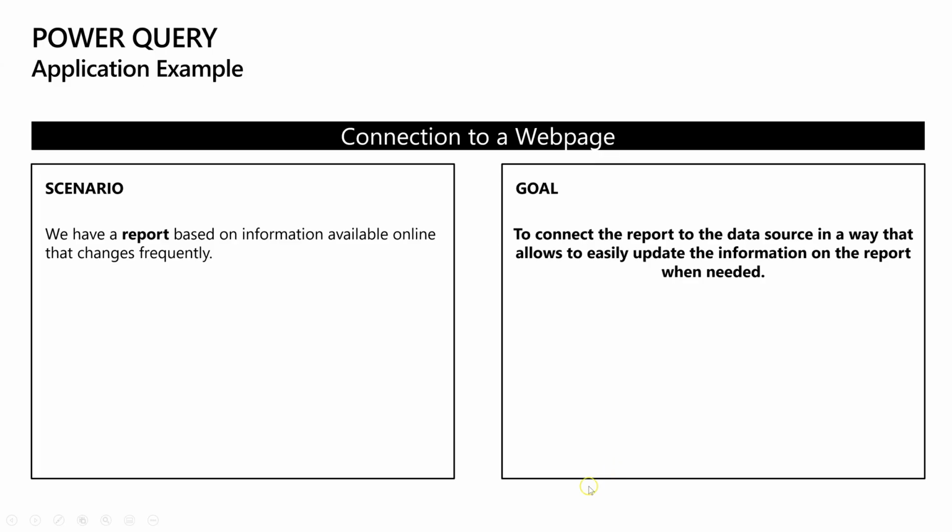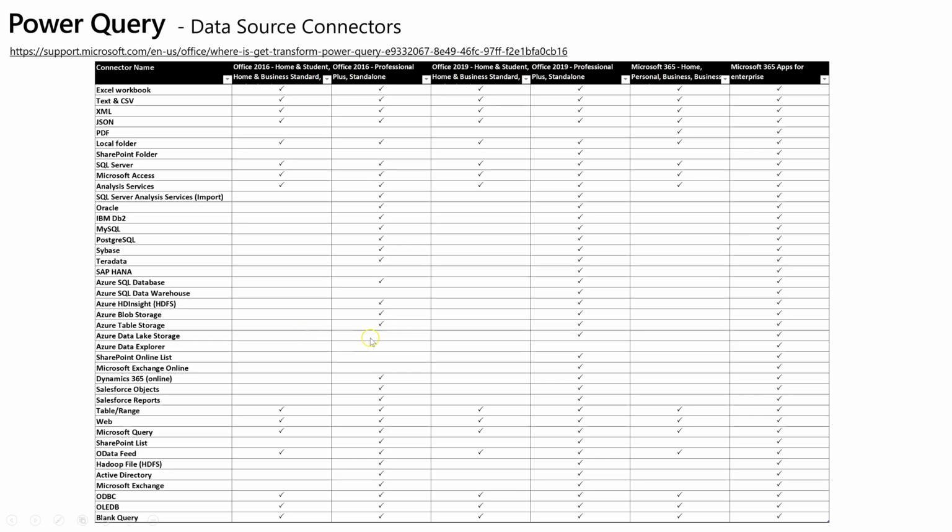Finally, I want to show you just a quick example of a connection to a web page where we have data that can change regularly, and we have a report based on that data, and we want to find an easy way to update our report every time we need to make the information match what we have in the source. If you remember this slide where I showed you the list of connectors for Power Query, this information is in fact brought from the web.